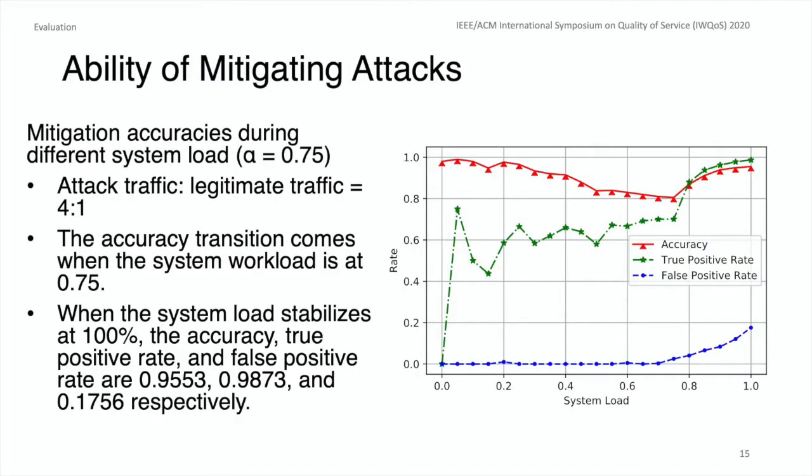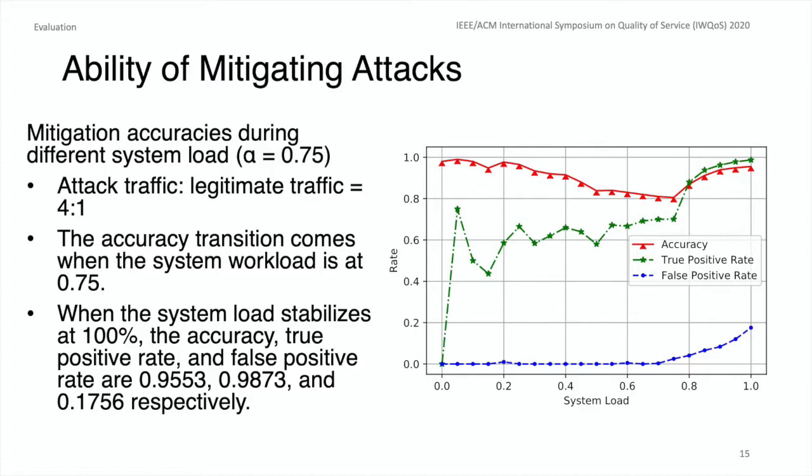Now let's move to the evaluation of this work. First of all, we evaluated the mitigation accuracies. Here we set the transition parameter as 0.75, which means if the system load is lower than 75%, the agent would use conservative strategies to mitigate the attacks. If the system load is higher than 75%, the agent will switch to a more aggressive mitigation policy.